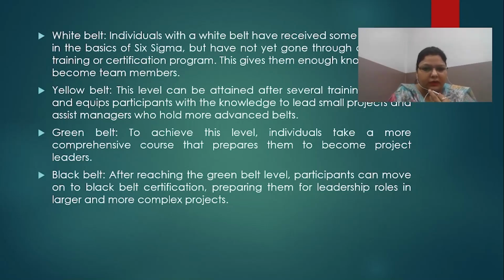Next is yellow belt. This level can be attained after several training sessions. In the white belt, the personnel does not have any kind of training, but in yellow belt, the person is trained and has attended training sessions organized by the organization. The training programs equip participants with the knowledge to work with those who hold more advanced belts.